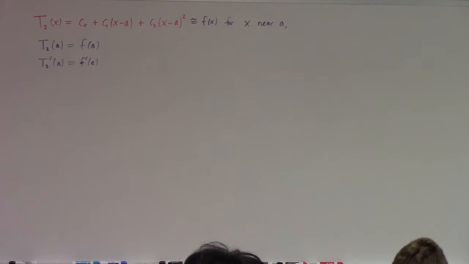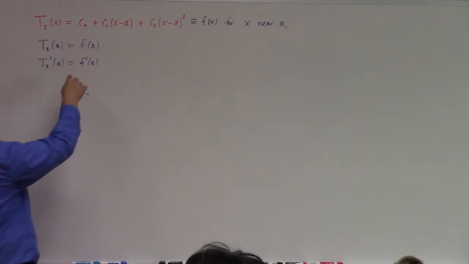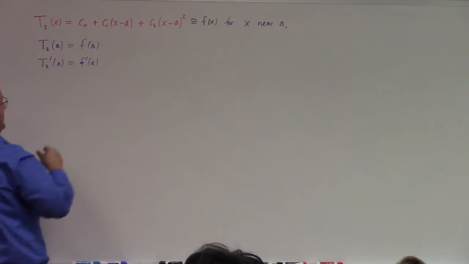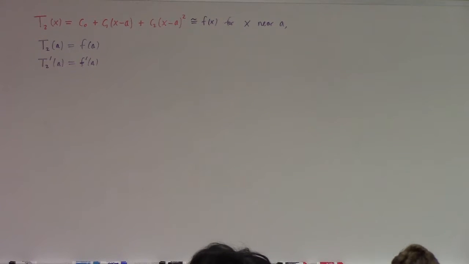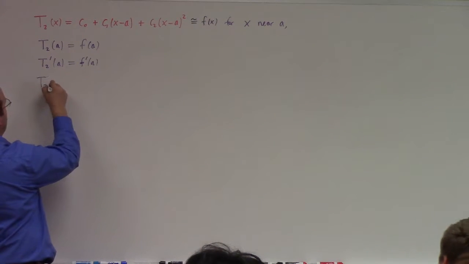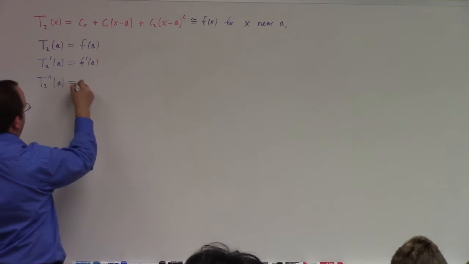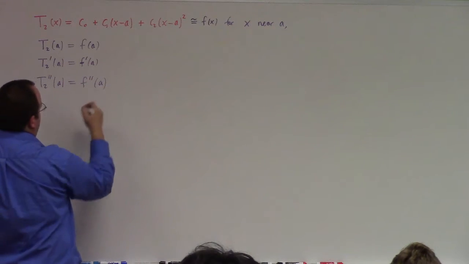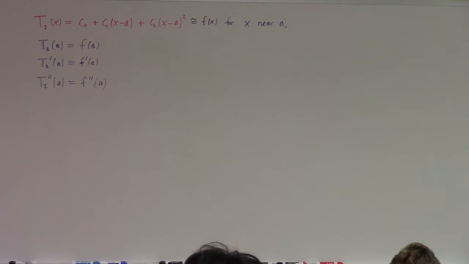Because geometrically, what does the prime do? The first derivative matches the slope at the point of tangency, right? To make the second derivative match would be matching up the concavity at the point, right? So a natural thing to try would be T2 prime prime of a equals f prime prime of a. So these are conditions we want this Taylor polynomial to meet.